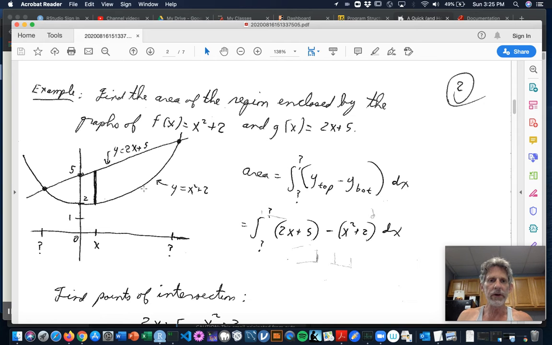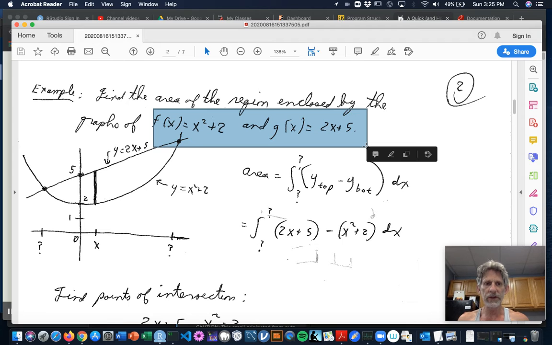Now let's find the area of the region enclosed by the graphs of these two functions. f of x is x squared plus 2, and g of x is 2x plus 5.